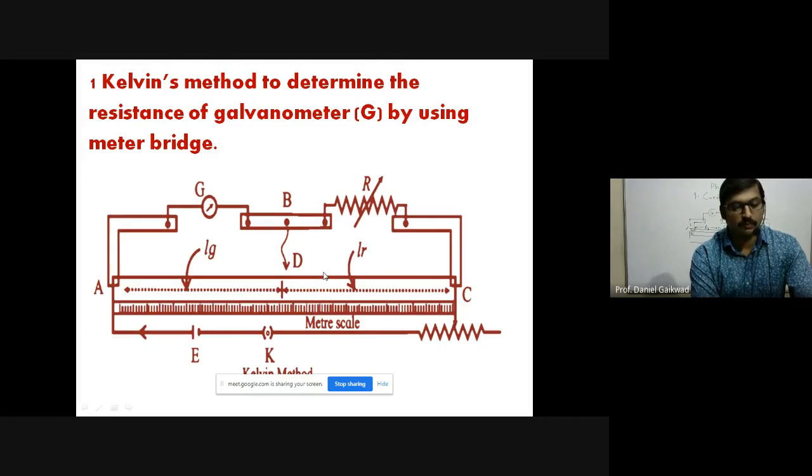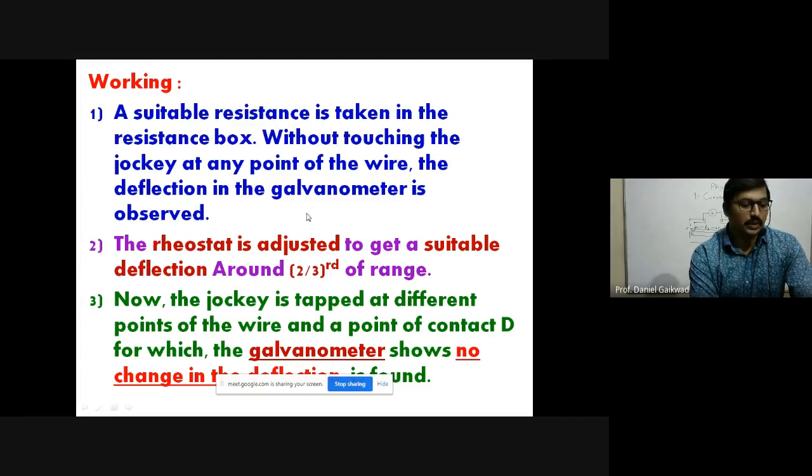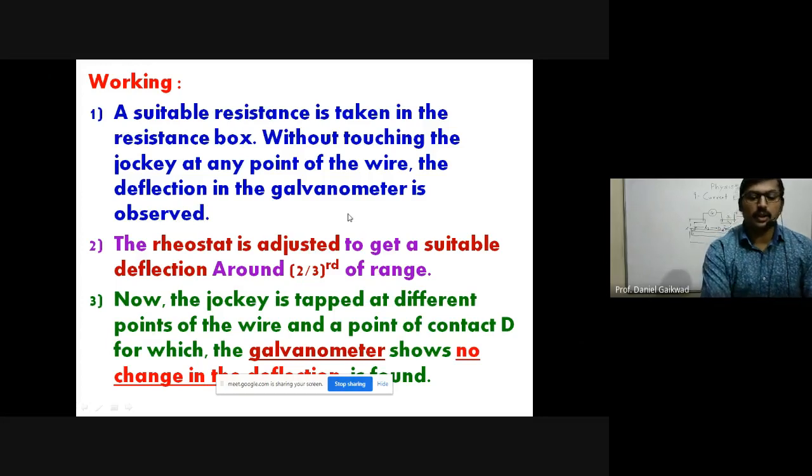Now we are going to understand how to perform the experiment, that is the working. Check the first point: a suitable resistance is taken in the resistance box. A certain value of resistance, for example 40, 50, 60 ohms, has to be taken out. That resistance will be connected in the right gap. Now, without touching the jockey at any part of the wire, the deflection in the galvanometer is observed.